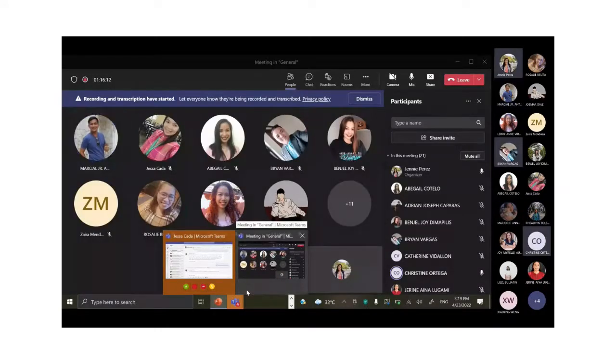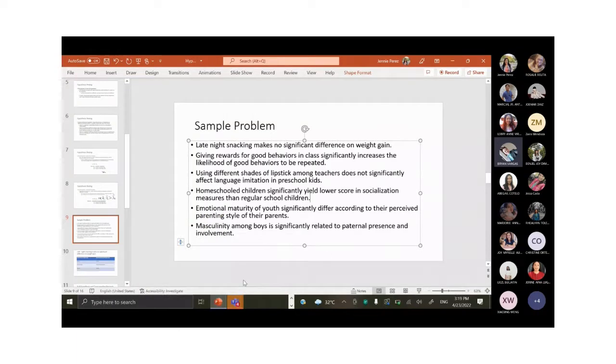Alternative. Now, what type of alternative hypothesis? Is this directional or non-directional? Directional. Directional po. It is directional. Yes. What gives you an idea that it is a directional hypothesis?